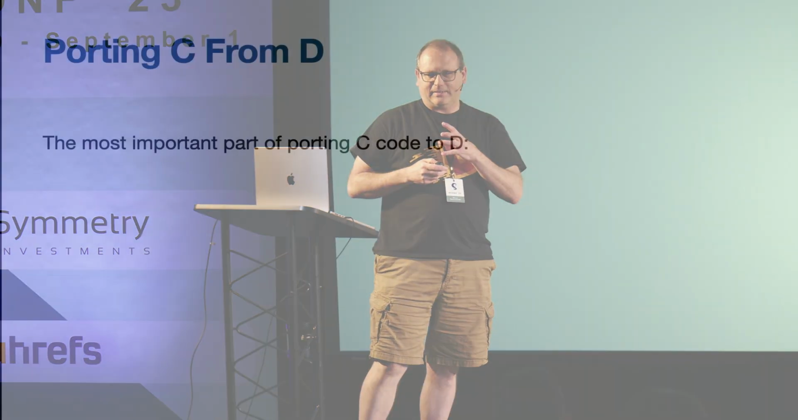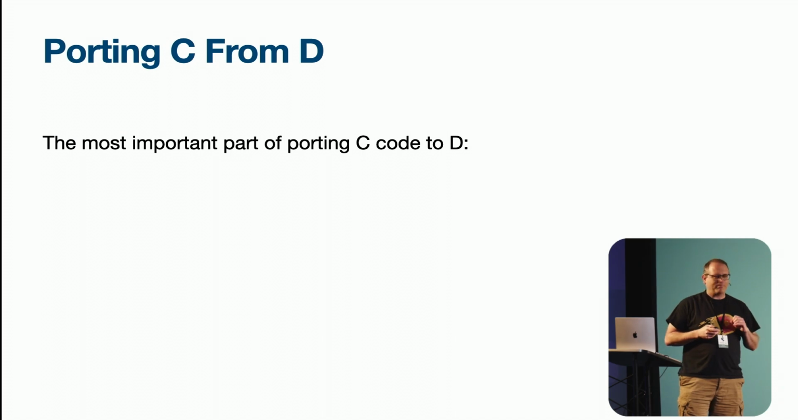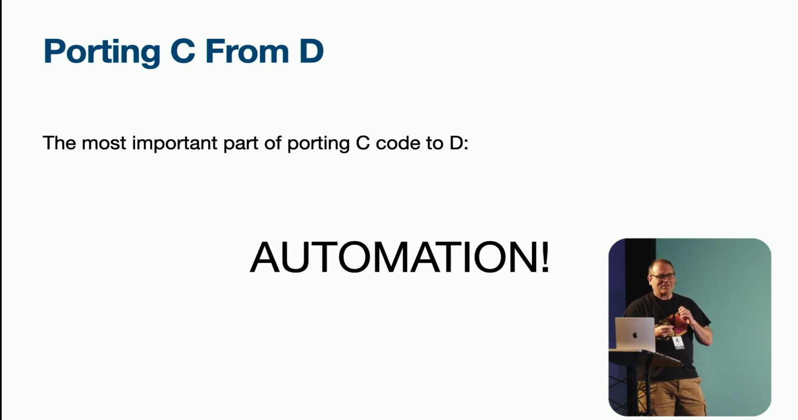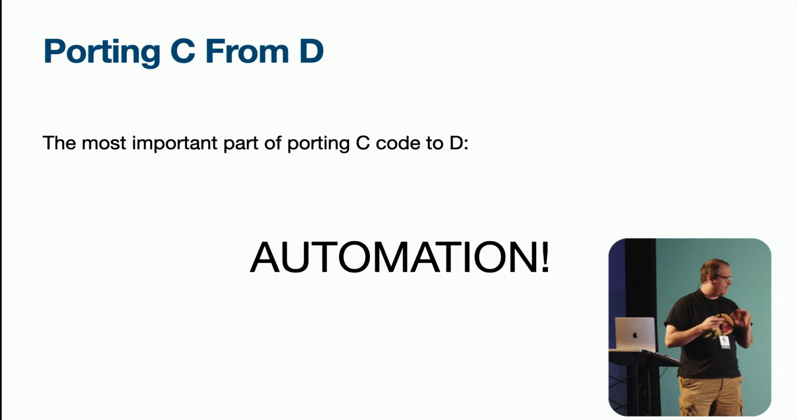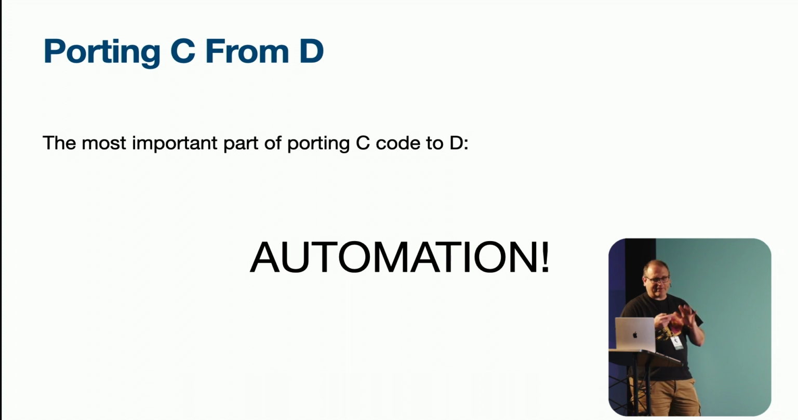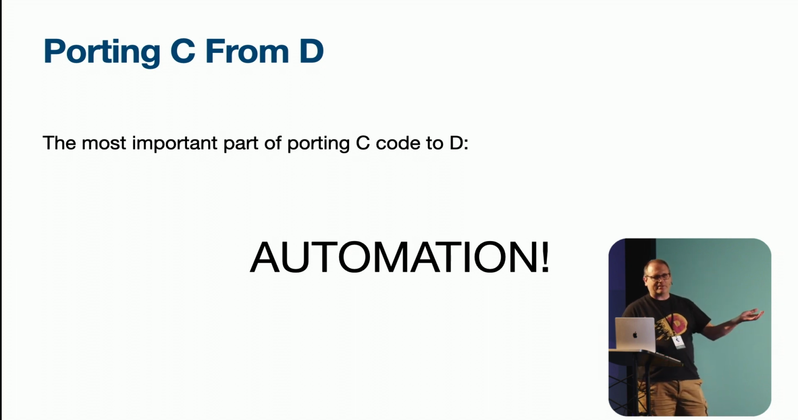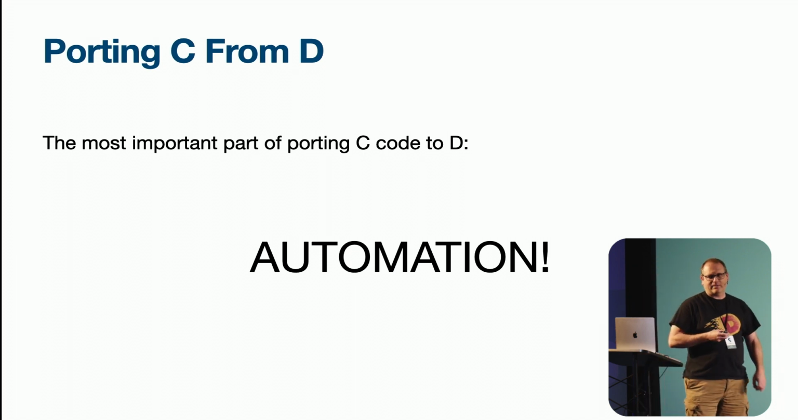So the most important part of porting C code to D, you can guess, is automation. We want to automate as much as possible, right? Just like the bindings, we want to automate as much as possible. Without automation, you'll never get there, right? You guys all remember Daniel Murphy's project to port the compiler from C++ to D. Without automation, that never would have happened.